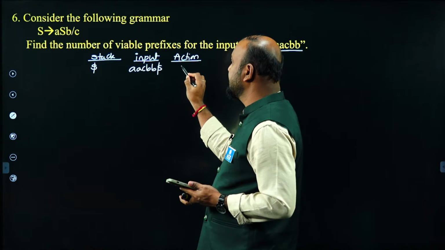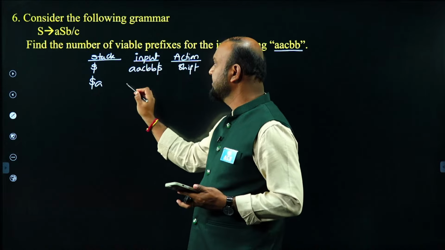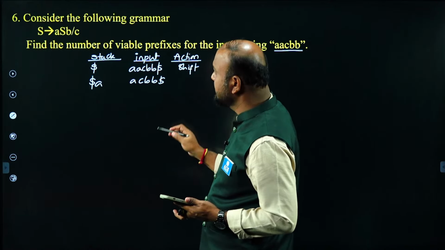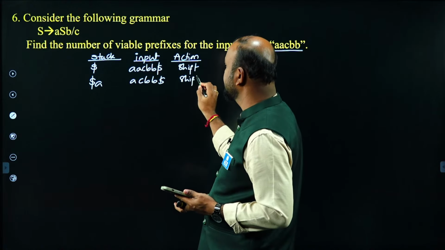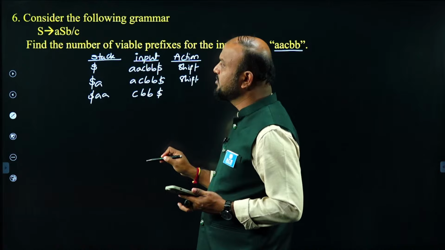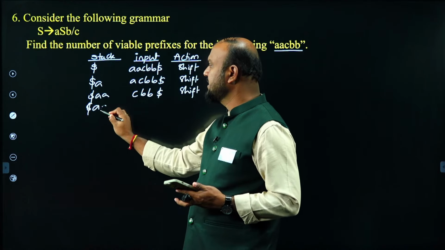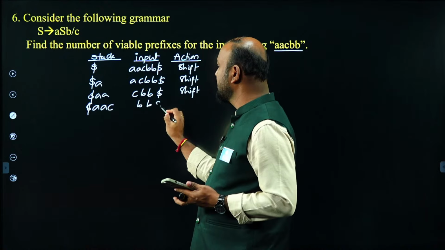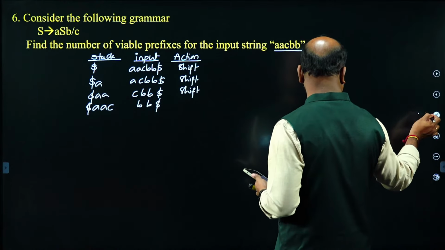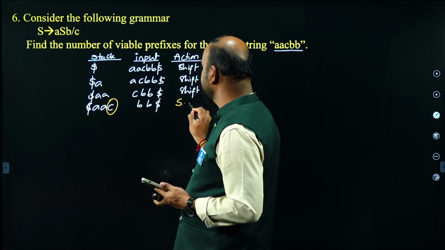So, because no handle, it has to perform a shift action. $ACBB, $. A is not a handle. So, again we have to perform a shift. $AACBB, $. And any more handle? No. Again shift it. $AACBB, $. Now handle is found. What is that handle? Handle is a C. Now C is a handle. It is matching with the production S derives C.